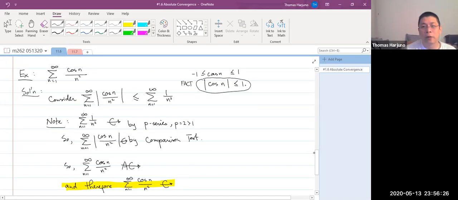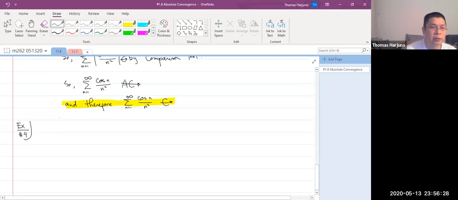For example, we have the summation of (-1)^n. Oh, hold on, I'm looking at the wrong question.